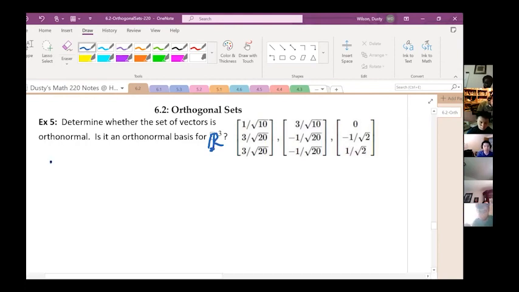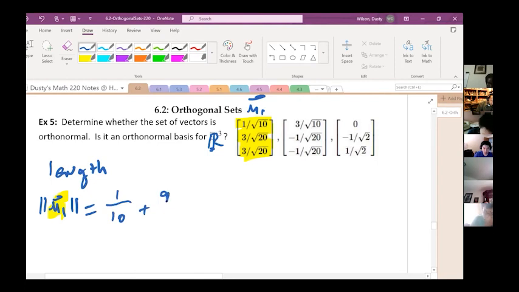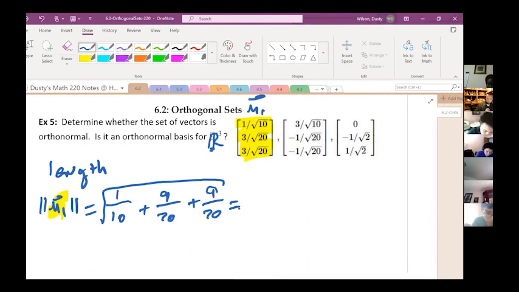So maybe let's start with their length. If I look at this first vector, maybe I'll call this one U1. So the magnitude of U1 would be, what are you going to have? 1 over 10 plus 9 over 20 plus 9 over 20, all under the root, which is a pretty funny way of writing 1. Thank you. How about for the green U2?